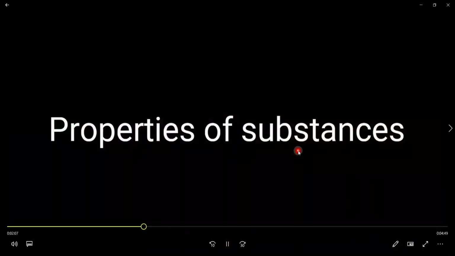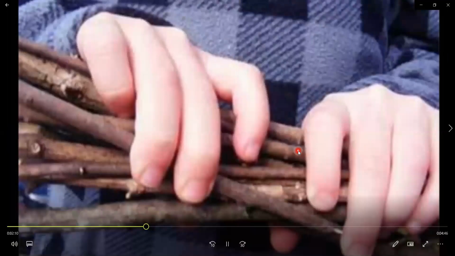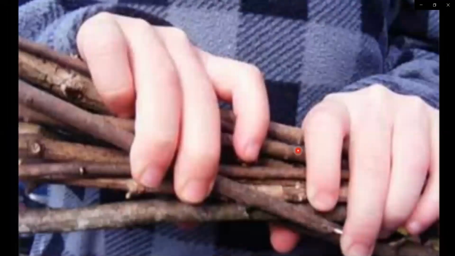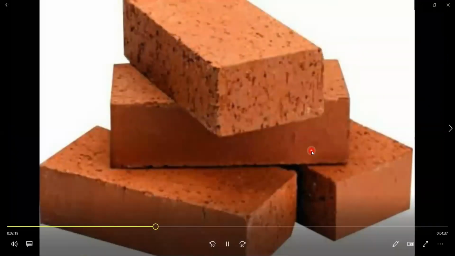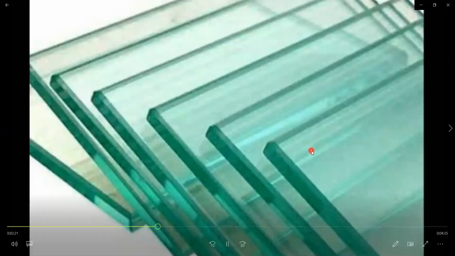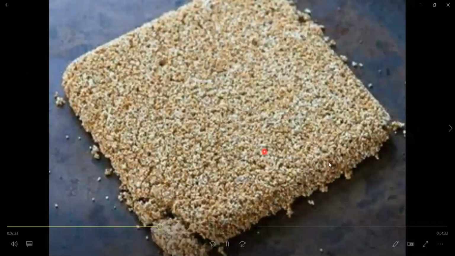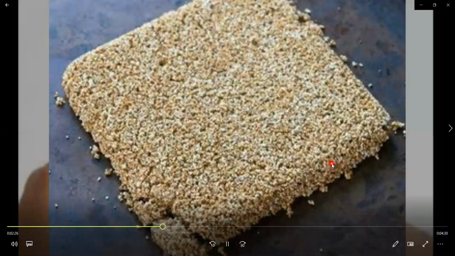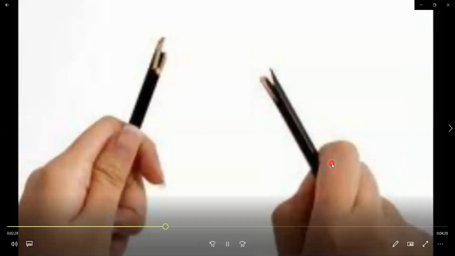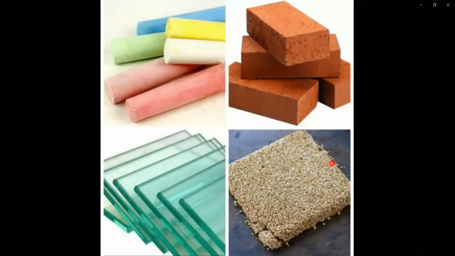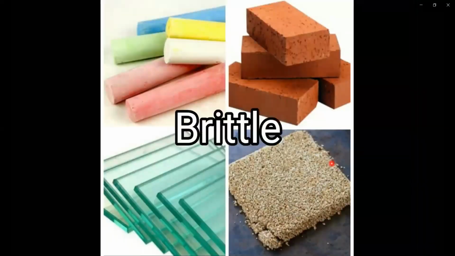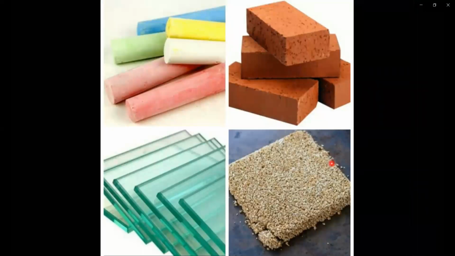Next point, properties of substances. First property: what will happen if pressure is applied on substances like chalk, brick, alum, glass, or a rasgulla wadi? These substances break into small pieces or particles. Such substances are said to be brittle. This property of substance is called brittleness.